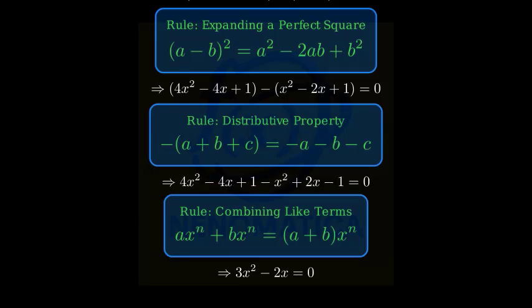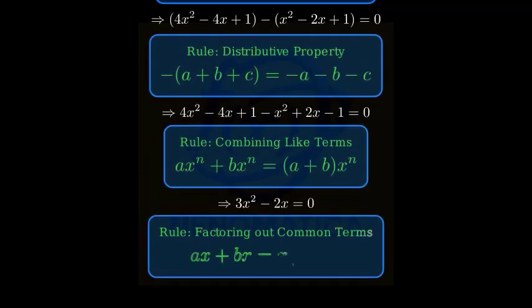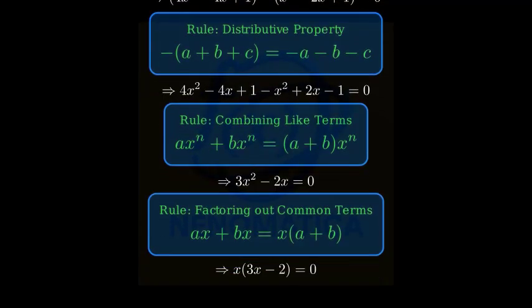Step 5. Let's factor out the common factor from the left-hand side. We notice that both terms have a common factor of x, so we can factor it out. We get x times the quantity 3x minus 2 equals 0. Here's the system of equations we need to solve. We have two equations, x equals 0 and 3x minus 2 equals 0.